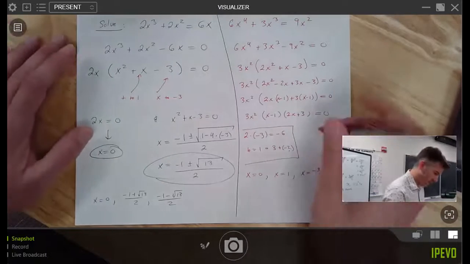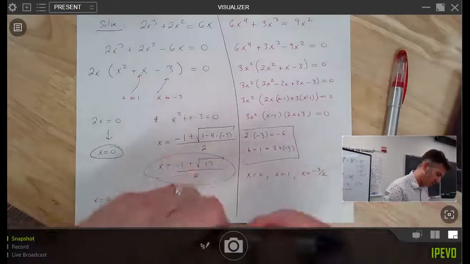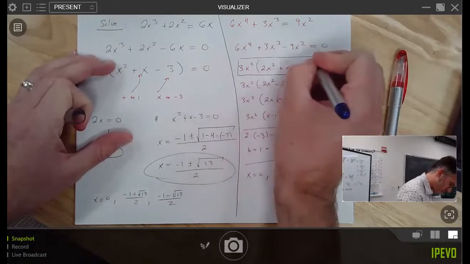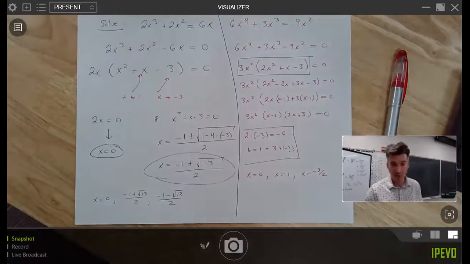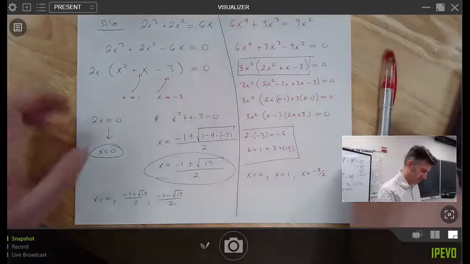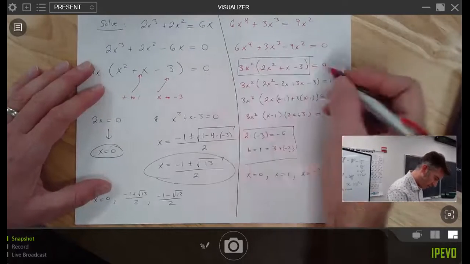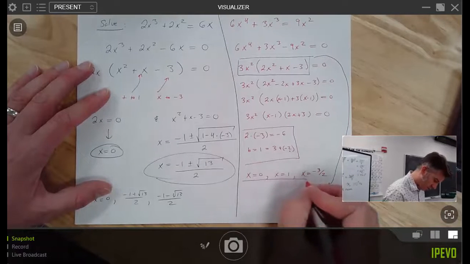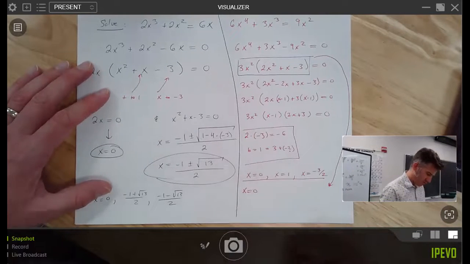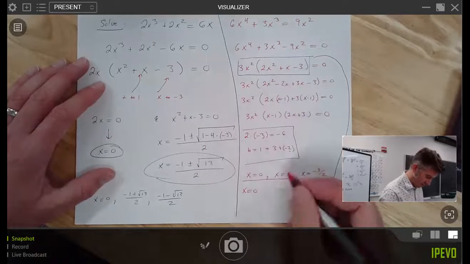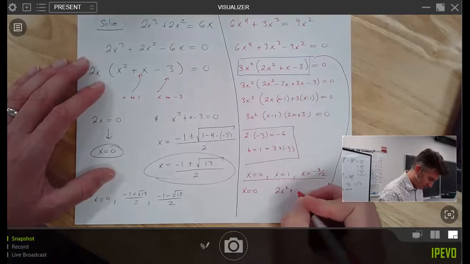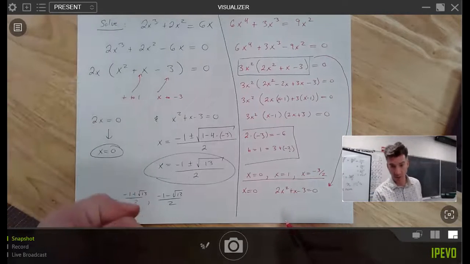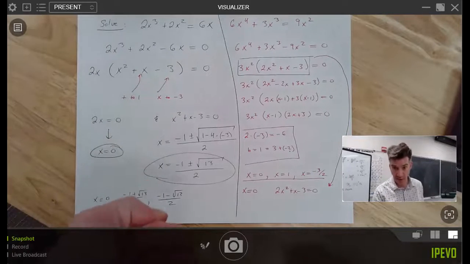I feel like from this stage right here, and again, if I'm just trying to solve the equation, I would probably say, well, I know I'm going to get for sure x equal to 0. And then I'm going to set the other part equal to 0. 2x squared plus x minus 3 equal to 0. And then you can either factor that or use the quadratic formula. And either way would be perfectly fine.